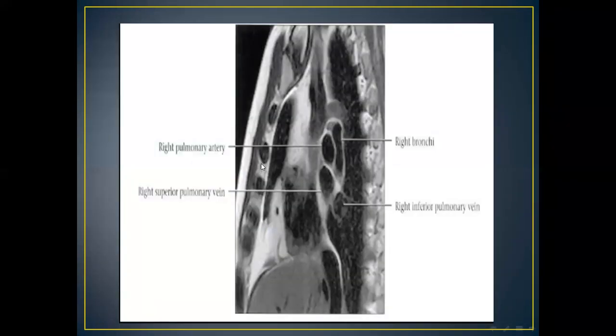This is an MR image, sagittal view, showing the same relation. This is the superior and inferior pulmonary veins, the inferior vena cava, and this is the arch of azygos vein, through which the hilum passes below. We said that the right hilum passes below the azygos arch.